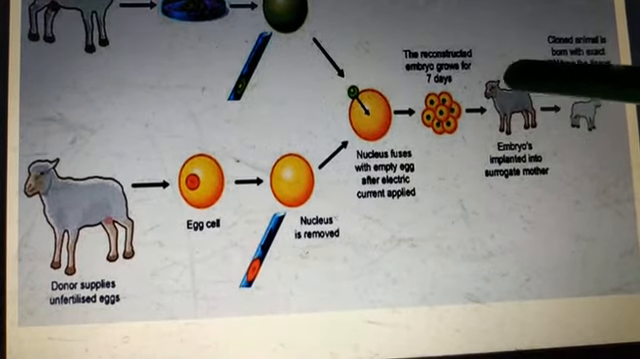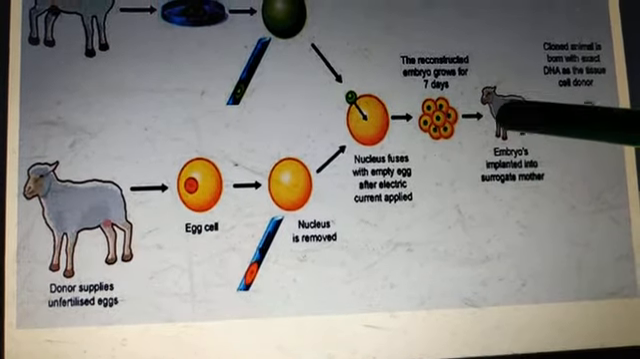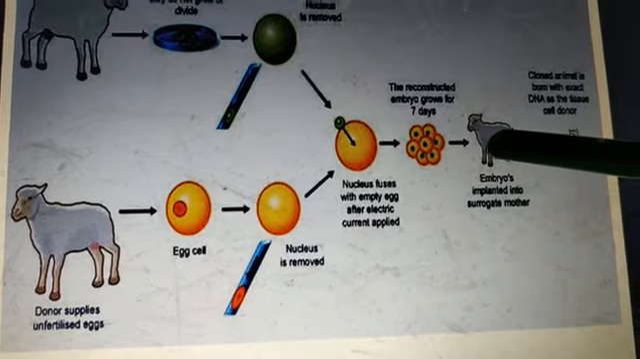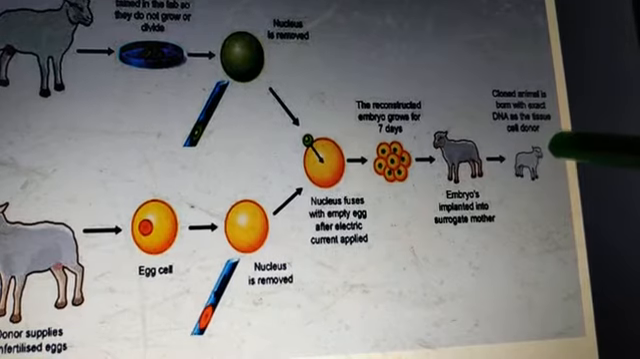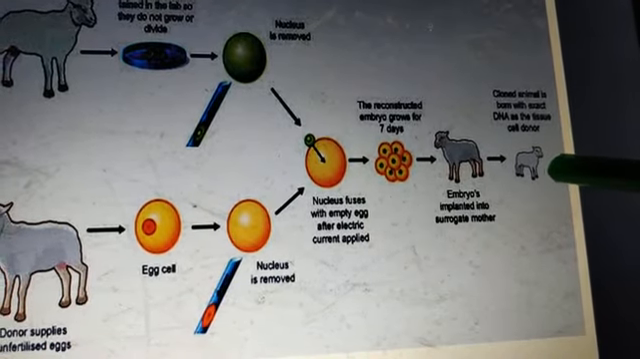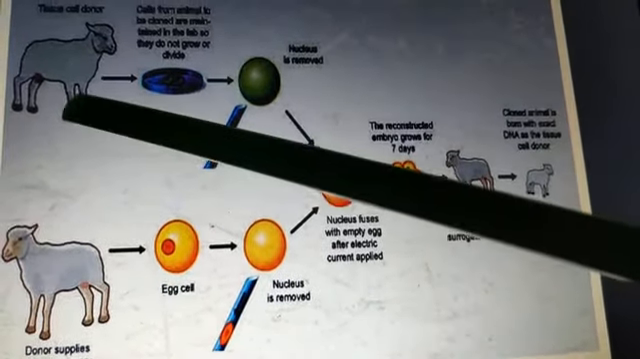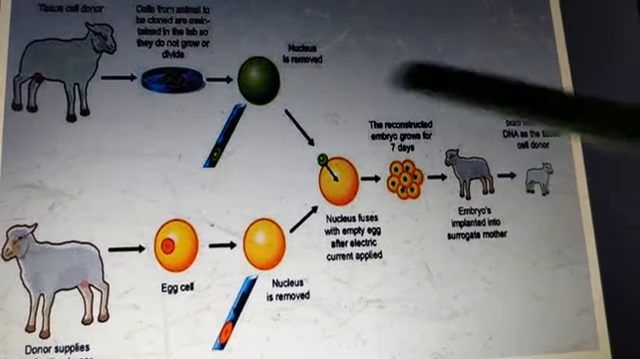So once the embryo gets implanted here, this surrogate mother will give rise to the young one. This is our cloned animal, or you can say the cloned sheep, or Dolly. So we have got the exact copy of this animal here. This is an exact copy of this.